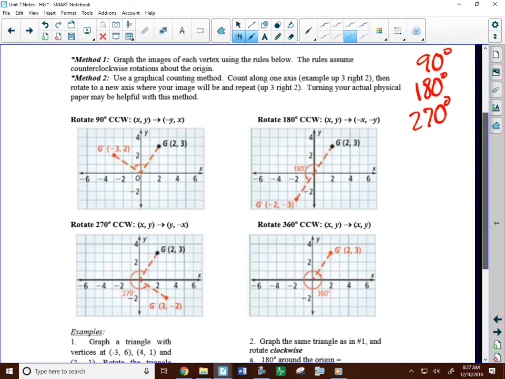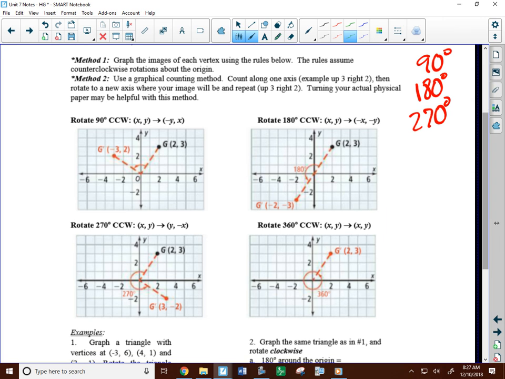Okay, so let's move on. How do you rotate 90, 180, 270? There's two methods. For every single one of these, there's a graphical one, and then there's the rules, similar to reflections. So that's just what this sums up. I will show you both. Let's start here. 90 degrees counterclockwise. So we're going back to this same thing that we did with reflections, like x, y, arrow, and then they put the rule. So there's a rule for 90, a rule for 180, and a rule for 270.